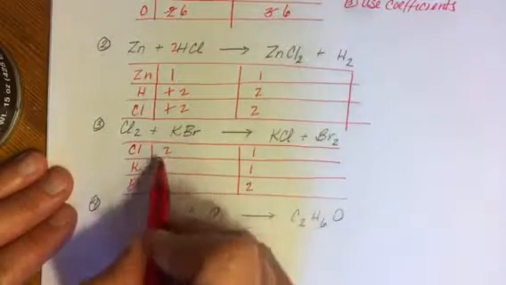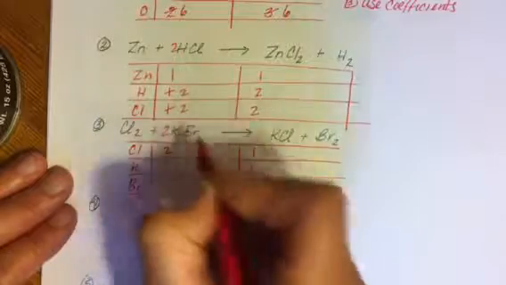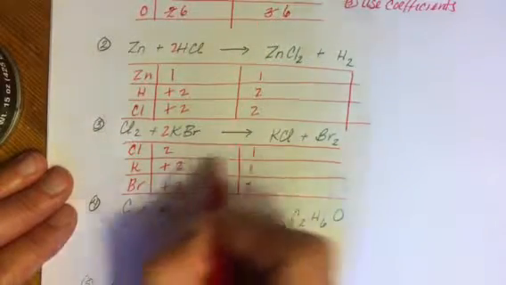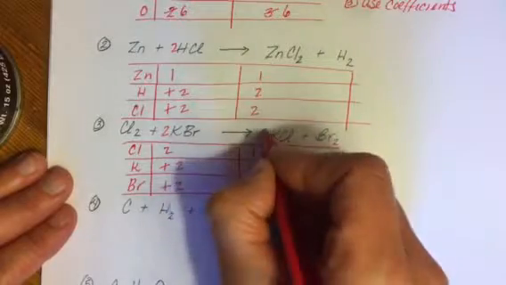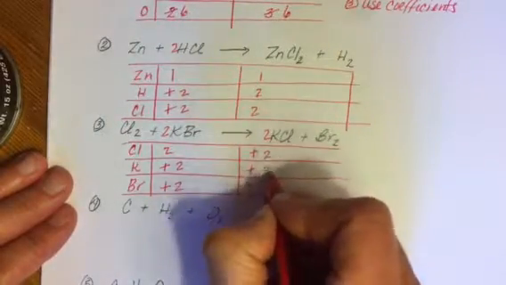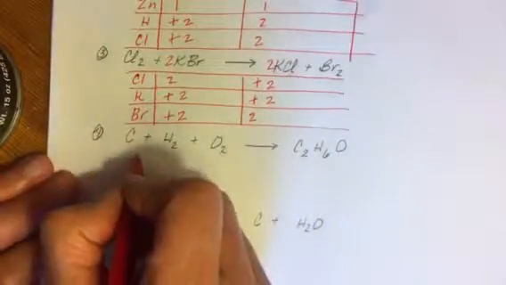So here I see my chlorines and my bromines are not balanced. So if I put a 2 right here, this makes this 2 and this 2. And so now I have these guys out of balance. And so if I just put a 2 coefficient there, these become 2s, and this is now balanced. Next example.